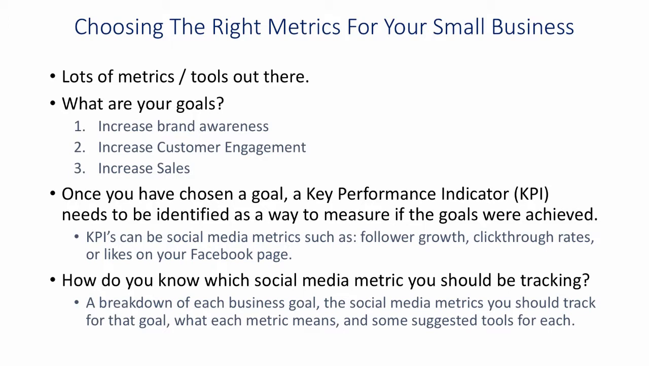And there's probably three primary goals for just about any business when it comes to social media. You want to increase your brand awareness, you want to increase customer engagement, and you want to increase sales. Typically you're trying to do one of those three, two of those three, or all of those three things. So once you've chosen one of these goals, you want to take a look at some of these KPIs, or key performance indicators. You need to identify them and figure out how you're going to measure them to determine if your goals were achieved.